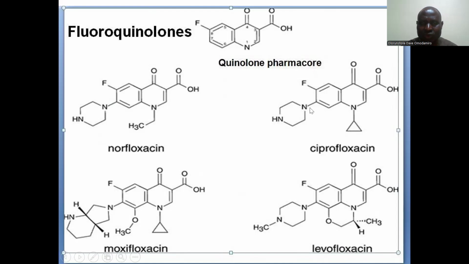That is how you will get to know about fluoroquinolones. So get yourself familiar with these four: norfloxacin, ciprofloxacin, moxifloxacin, and levofloxacin.